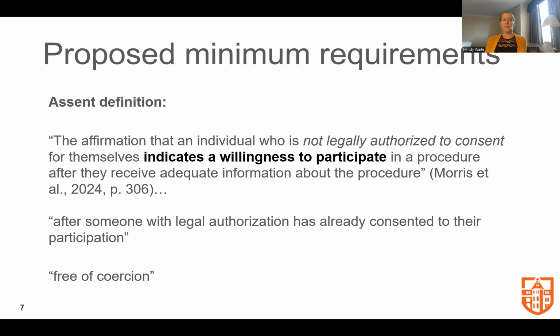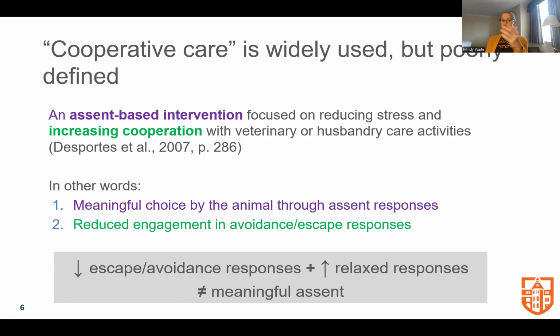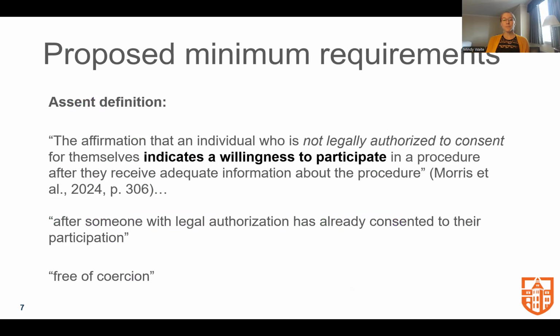And so what that means is we need to really look carefully at the fact that cooperative care procedures are assent-based interventions. But how do we define assent? Like, what is an assent-based intervention? And we can, again, look to the literature here. I'm going to share with you a definition that I really like. However, it is more conceptual. It's relatively squishy. It's not very operational. And then we're going to make it more operational in just a second.